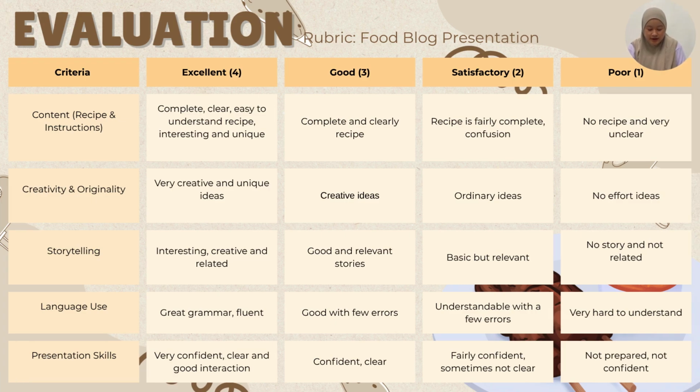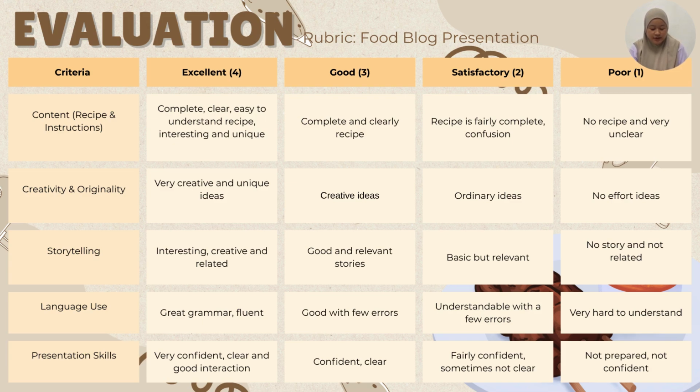I'll be explaining the evaluation rubric that will be used to assess your food blog presentation. There are 5 main criteria, and each criterion will be scored on a scale from 1 to 4, with 4 being excellent and 1 being poor. Firstly, content, recipe, and instruction. It means your recipe is complete, clear, easy to understand, and interesting or unique.